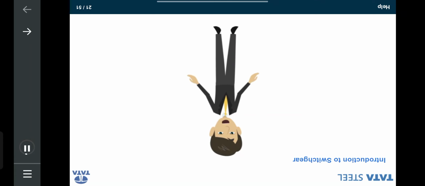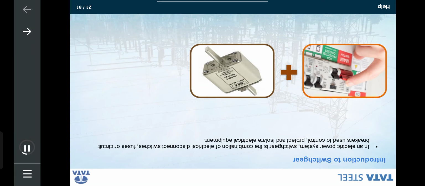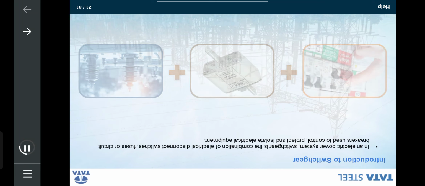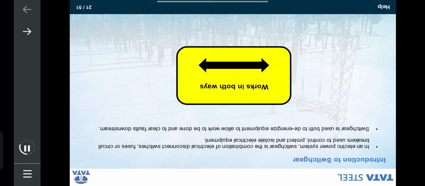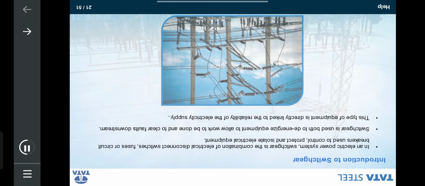Our next topic is about switchgear. In an electric power system, switchgear is the combination of electrical disconnect switches, fuses, or circuit breakers used to control, protect, and isolate electrical equipment. Switchgear is used both to de-energize equipment to allow work to be done and to clear faults downstream. This type of equipment is directly linked to the reliability of the electricity supply.